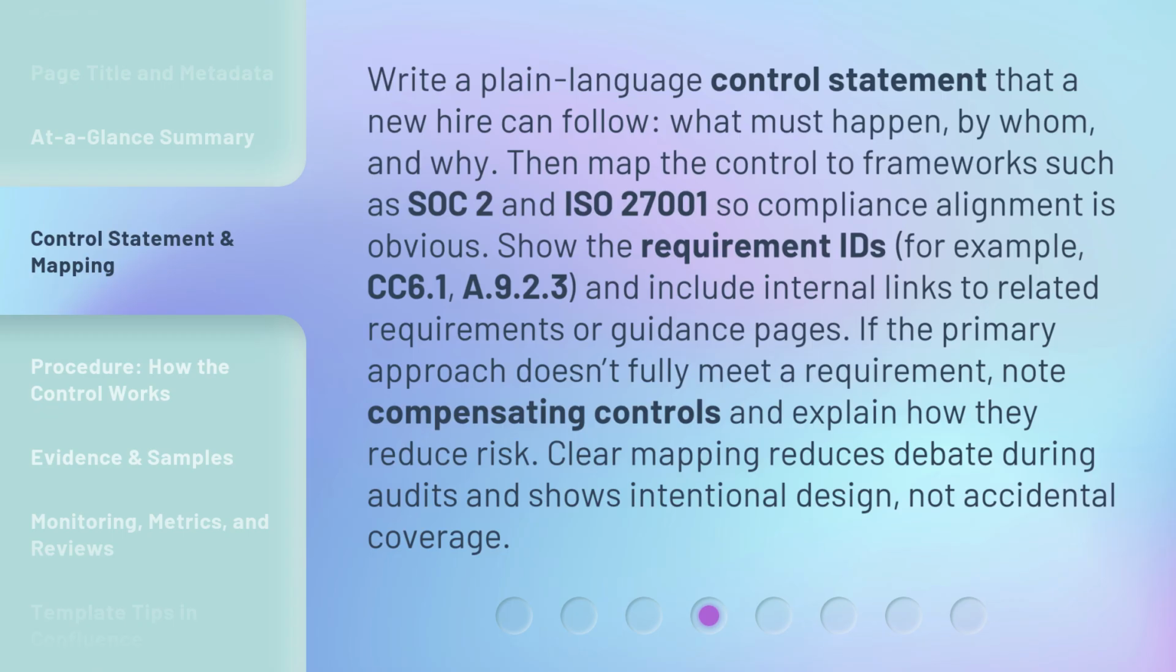If the primary approach doesn't fully meet a requirement, note compensating controls and explain how they reduce risk. Clear mapping reduces debate during audits and shows intentional design, not accidental coverage.